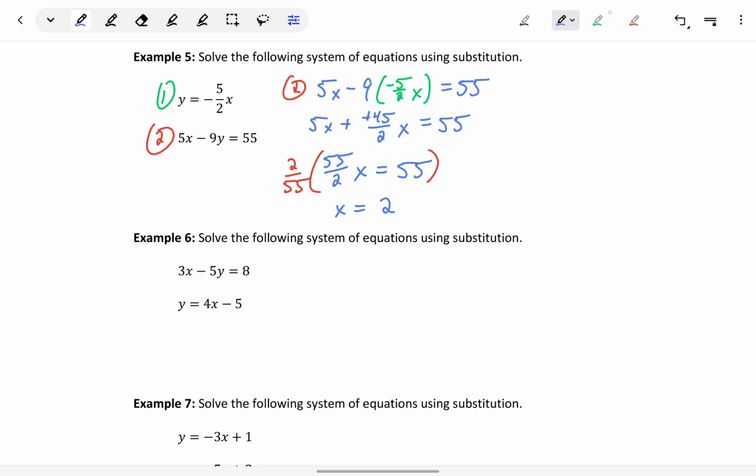Now we'll go back to either of the original two equations. Equation 1 is just the simpler equation, so I'll use that one. We'll rewrite this as y equals negative 5 halves times 2. So now 2 over 2 will cancel, and we'll be left with just y is equal to negative 5, giving us a solution of x equals 2, y equals negative 5 as our coordinate pair.